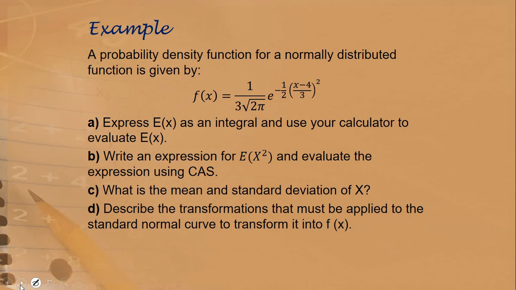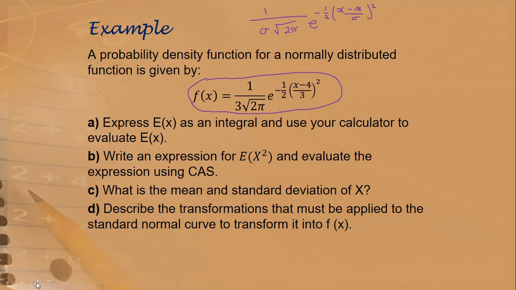Here we have a probability density function for a normally distributed function. So we're looking at this here, which is our normal distribution. And if we were comparing this to our formula on the formula sheet that you probably recall and have written down from just before, which was 1 over standard deviation root 2 pi, e to the power of -1/2 times x minus the mean over the standard deviation, squared.